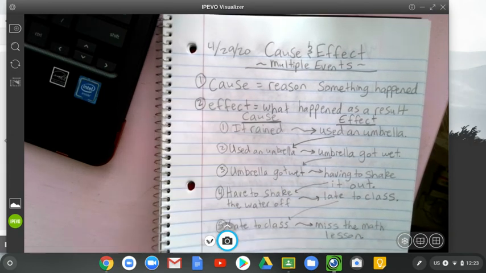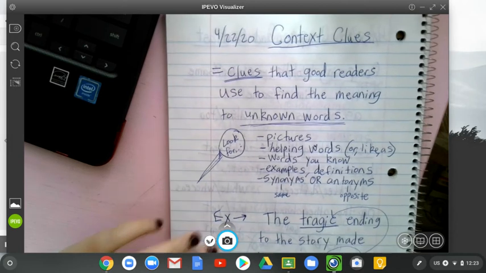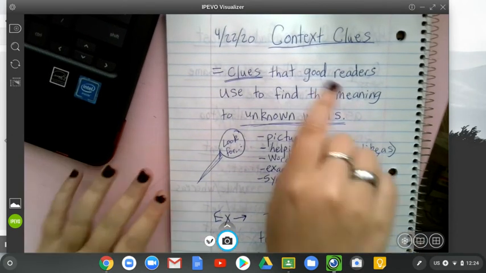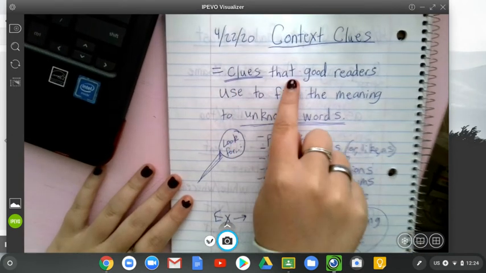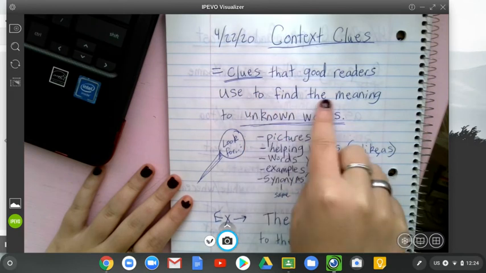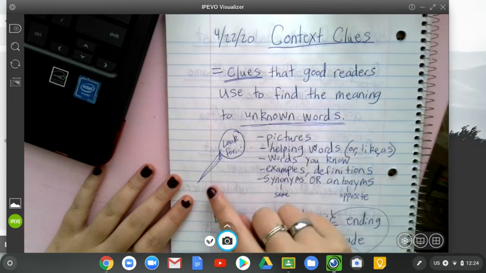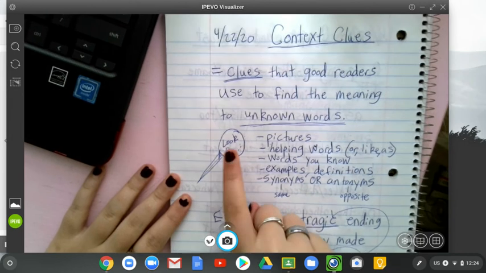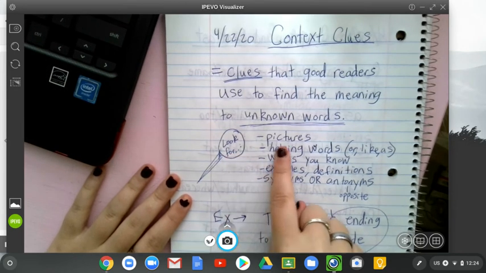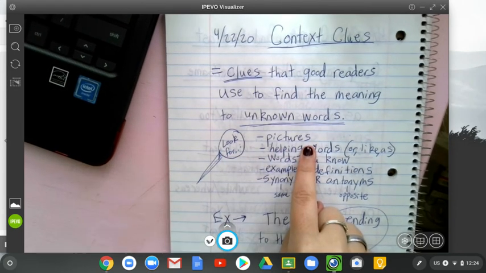All right, and then the second target we're going to be working on today is context clues. So to remind you, context clues are clues that good readers use to find the meaning to unknown words. So remember that magnifying glass, we always be detectives to look for. Maybe there's going to be pictures in this one. That will be really helpful to help define new words.